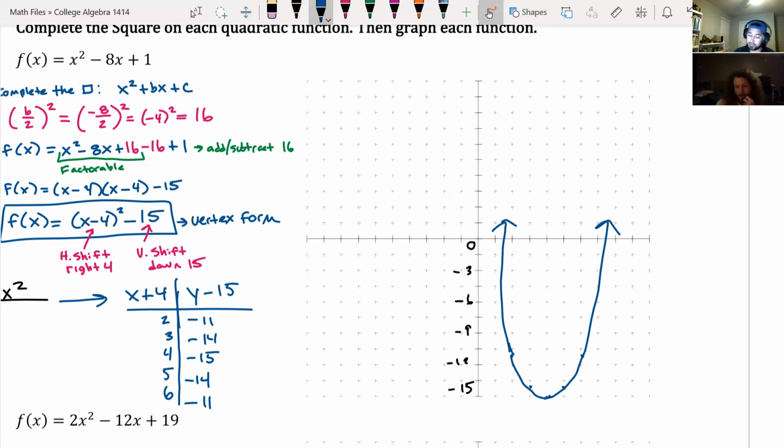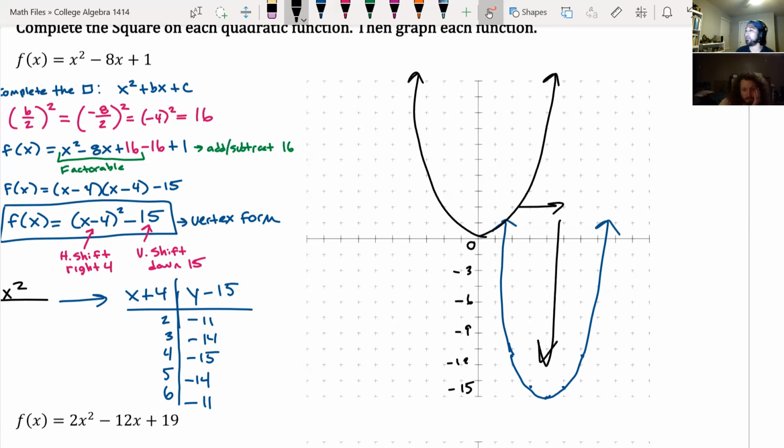And there it is. Because if we drew our x squared function, this is what it would look like. And all we did was shift it to the right 4 units. So we went to the right 4 units and down 15.